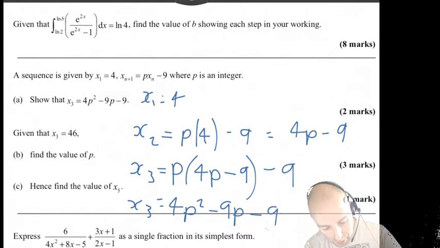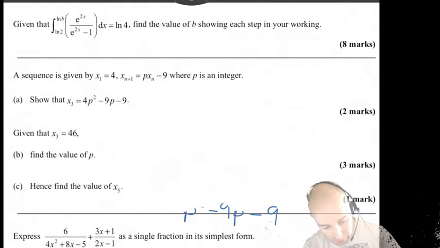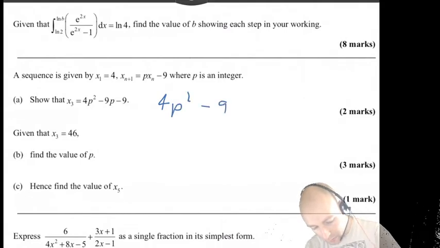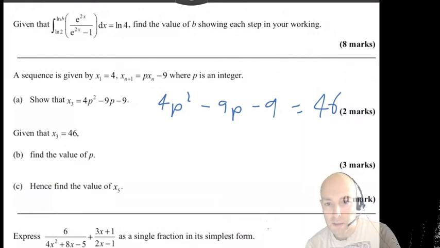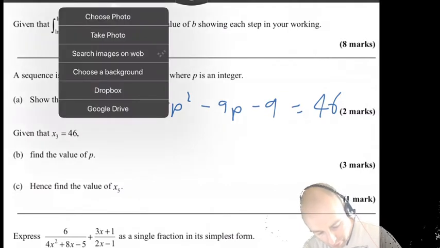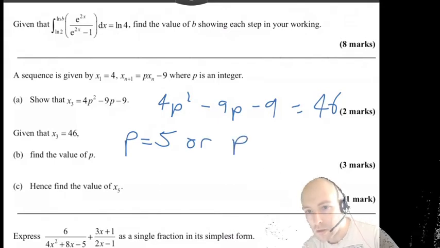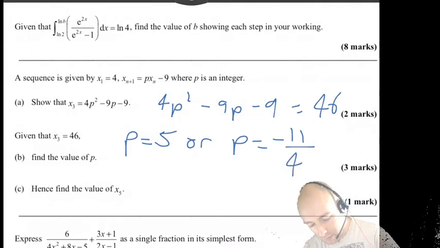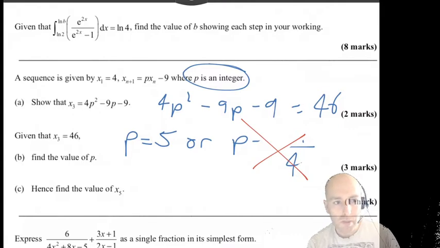Okay, part B. We're told that x3 is 46. So we're going to set this equal to 46. 4p squared take 9p take 9 equals 46. Solve that quadratic and we get 5 or minus 11 over 4 even. But it does say p is an integer, so we can't have that solution. Can't have that one. So p is 5.